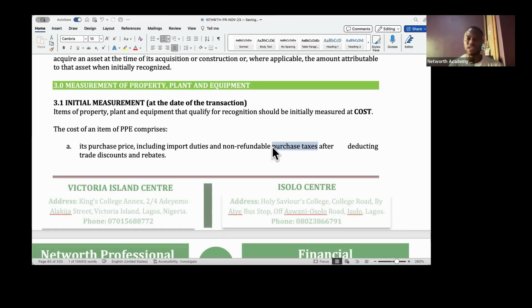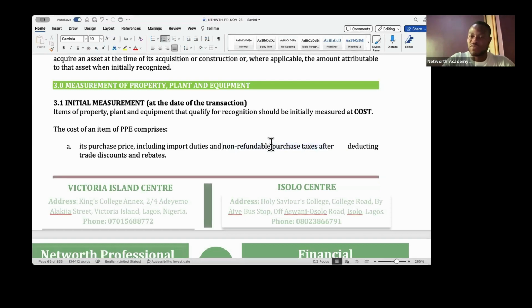Some use different names, like consumption tax. In Nigeria, we use VAT. So that's why the standard just calls it purchase taxes, the VAT you pay when you purchase. Know that this is VAT. Now, the VAT they are talking about here must be non-refundable, right?